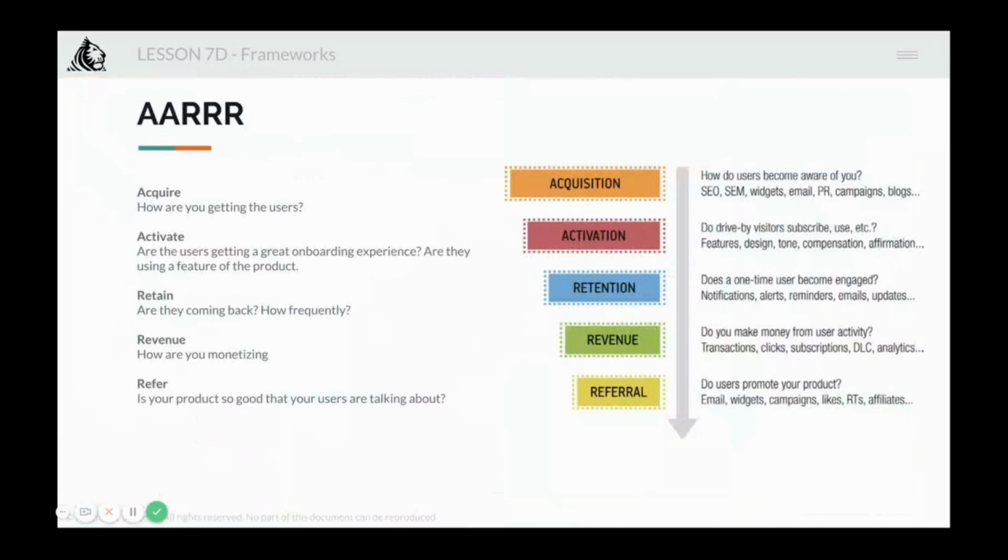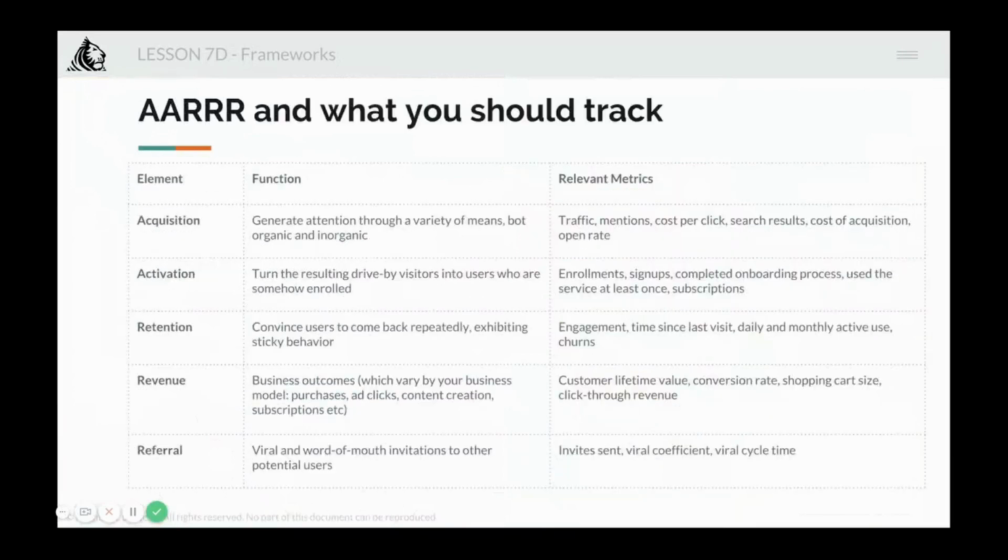And then refer. So is your product so good that your users are talking about it? So do users promote your product? And that is where the email, widgets, campaigns, etc. will help you in getting the referral going for you, right? So once again, what is AARRR and what you should track?